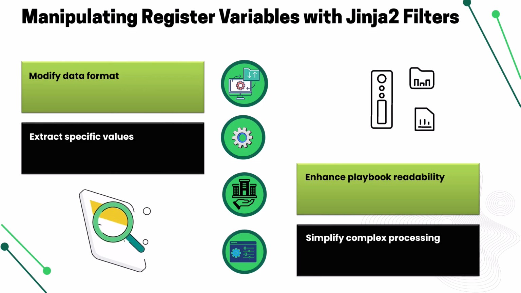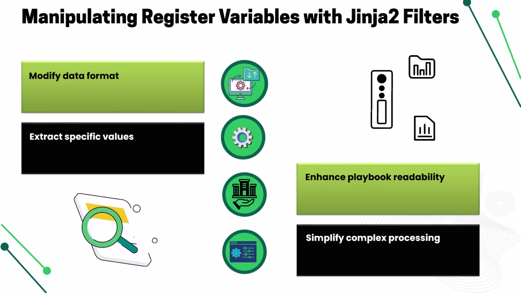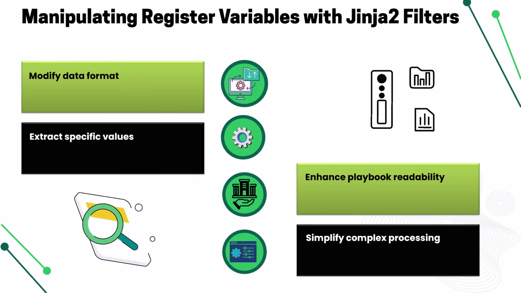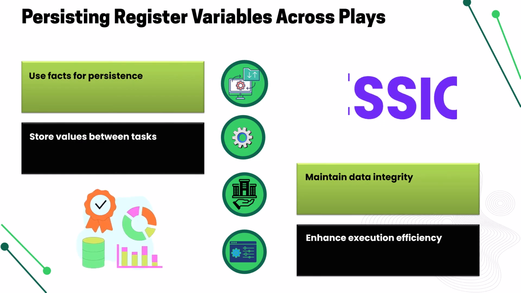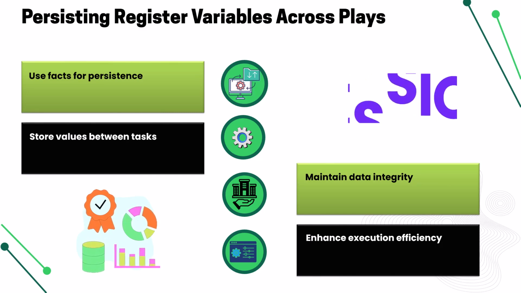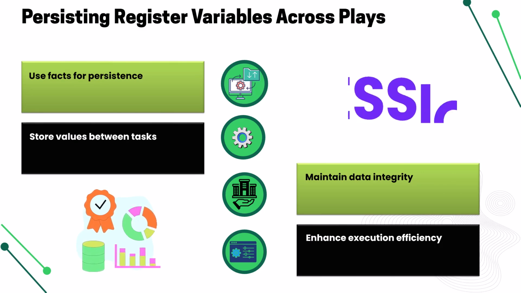Raw outputs can be messy. Thankfully, Jinja2 filters let you tidy them up. Need to extract a value? Format data? Jinja2 makes it effortless, turning chaotic results into structured, easy-to-use information. Playbooks love it and you will too. Playbooks don't have short-term memory. To make data persist across tasks, facts come to the rescue. This ensures results stick around for later use, keeping your execution smooth and preventing unnecessary repeated queries.